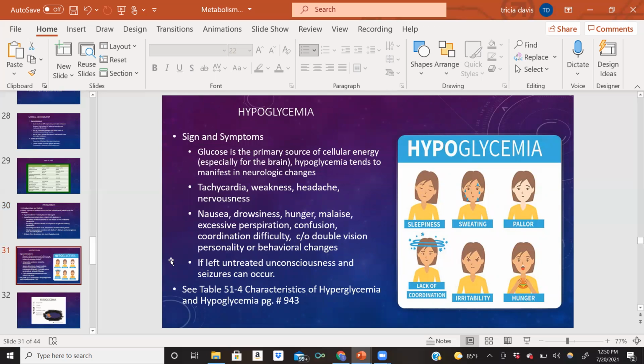So, signs and symptoms of hypoglycemia. Because glucose is our primary source of energy, especially when it comes to the brain, we tend to see neurologic changes in our patients first. So if we have a patient that starts to deteriorate and loses consciousness, or is all of a sudden confused and saying things that don't make sense, one of the first things we do is get a blood glucose, because we want to find out if they have hypoglycemia, since it is usually one of the first things that we see.